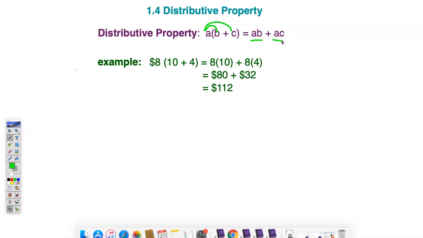I'm going to show you an example where we use numbers to do the same thing. This number outside here gets multiplied by everything on the inside. So our first step was 8 times 10 plus, we're going to combine that with 8 times 4. So we end up with 80 plus 32, which would be 112.